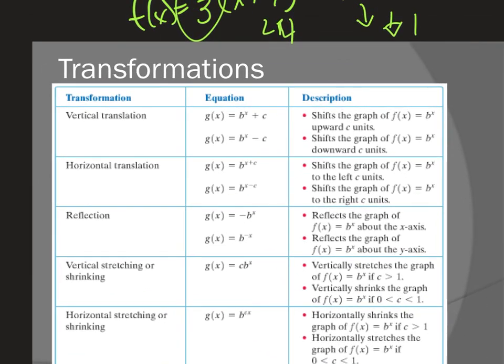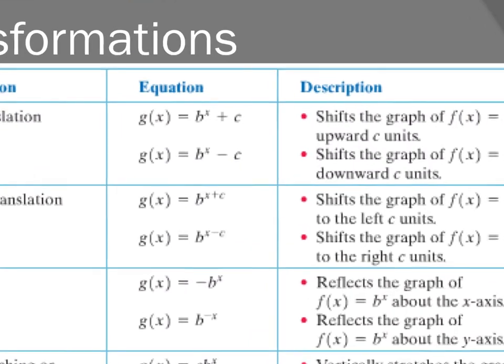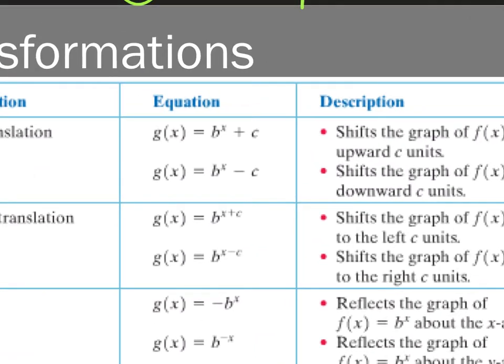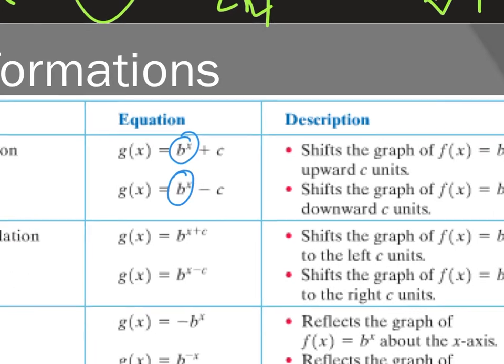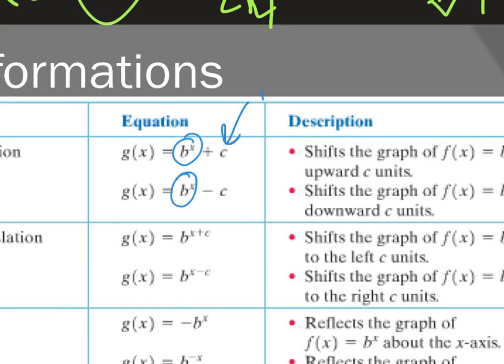The exact same rules apply, guys, to exponential functions. Like I said, you should be able to look at an exponential function and tell me where it moves and what the domain and range is. Because if I have a vertical shift up or down, you have your exponential function. If I add something to it, it moves up. If I subtract something from it, it moves down. This is also your horizontal asymptote. We'll talk about that a little more.